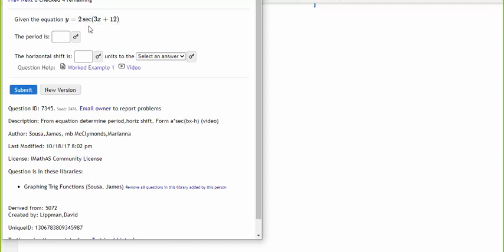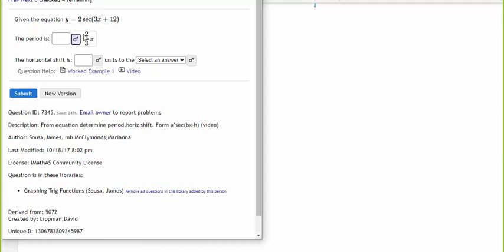The fact that this is a secant function means the formula is different than tangent and cotangent. It's 2 pi over b. So you'll notice the correct answer is 2 pi over 3 here. And then again, the horizontal shift is not 12. You'd have to factor that 3 out. If you factor the 3 out, this would become a 4. And you can see that means things are getting shifted to the left 4. Why left? Because this is addition. So just have that in mind.